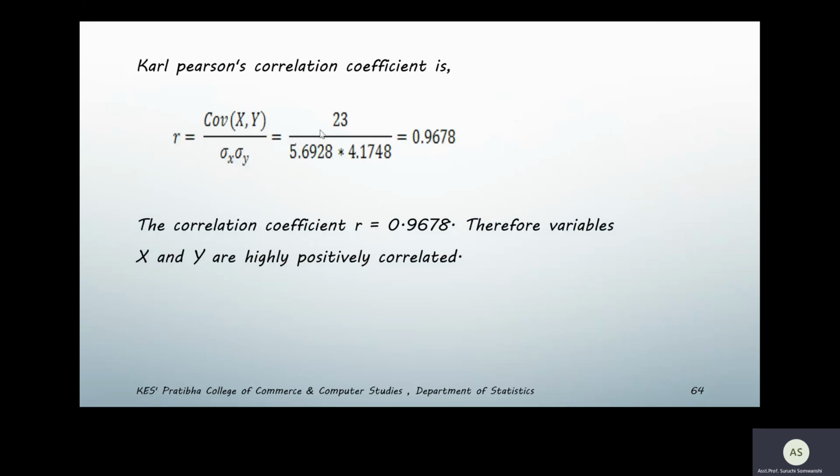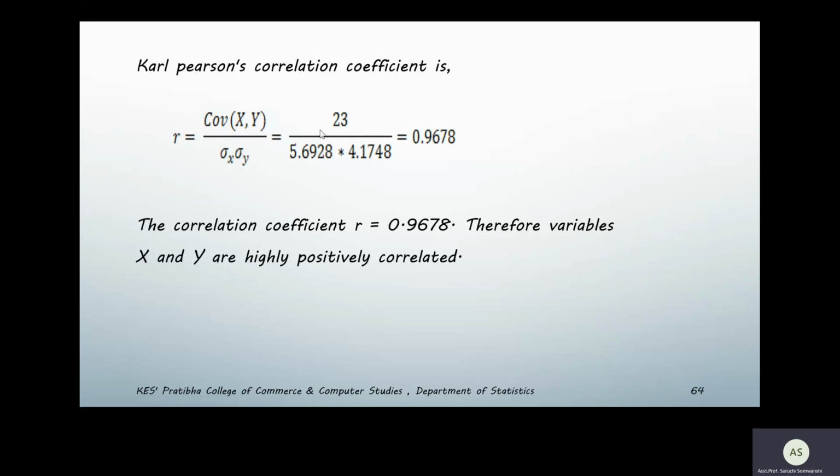That means the variables x and y are highly positively correlated. If this value comes minus 0.9678, then we can say that the variables x and y are highly negatively correlated. The positive and negative can be determined by using the sign of the value that is calculated for R. If R is a positive value, then the correlation is positive. If R is equal to some negative value, then the correlation is negative. Like this, we can interpret the value of R. So this is how we calculate the correlation coefficient by using Karl Pearson's correlation coefficient formula.